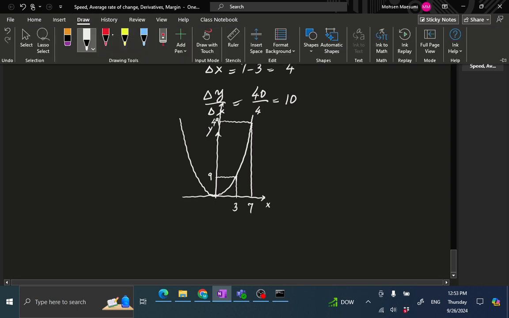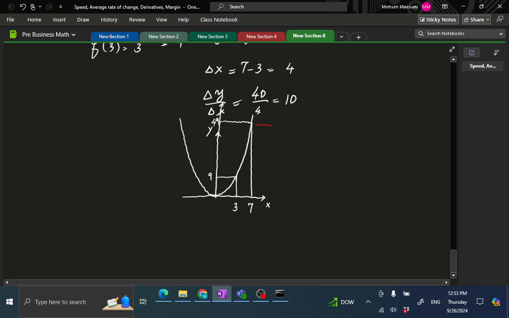So, how much did we rise by? We went from 9, we went to 49, so that is 40. How much did we run by? Run 7 minus 3, that is 4. Well, what we are after is a ratio of rise to run. What is rise to run? Rise to run will be slope.